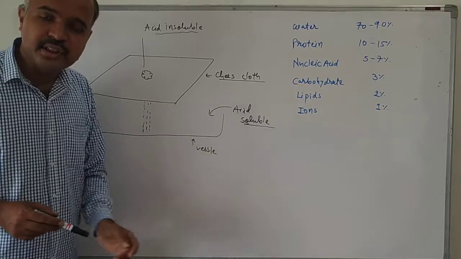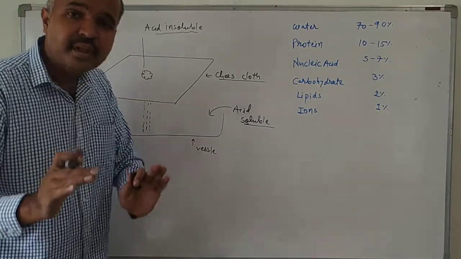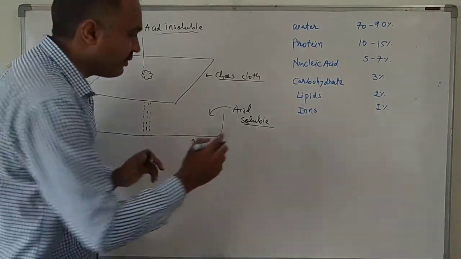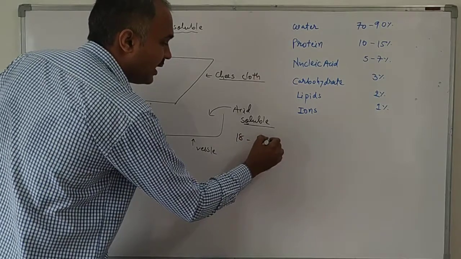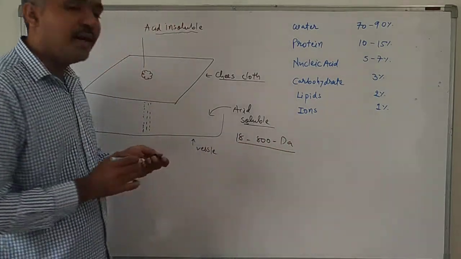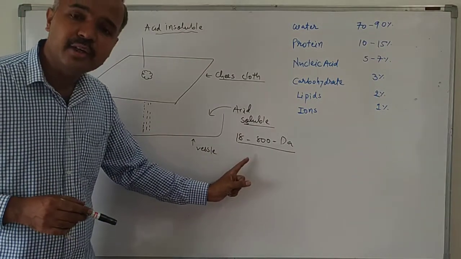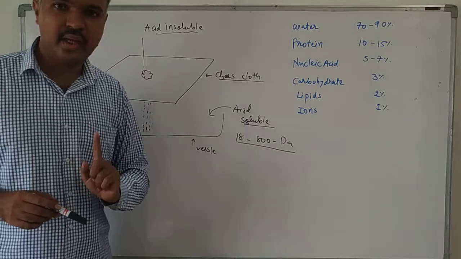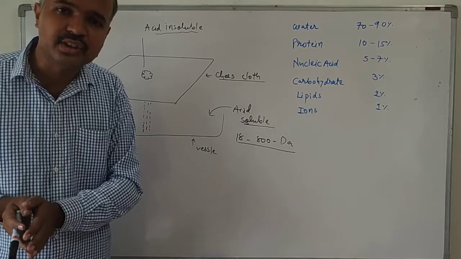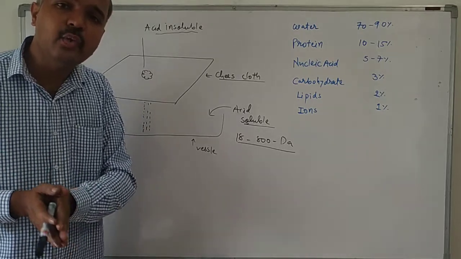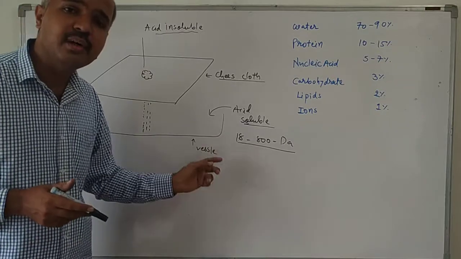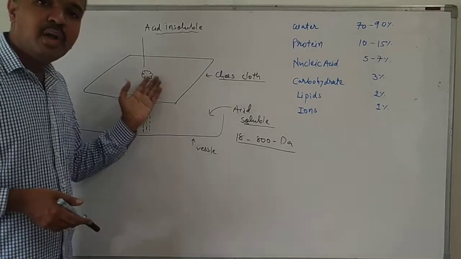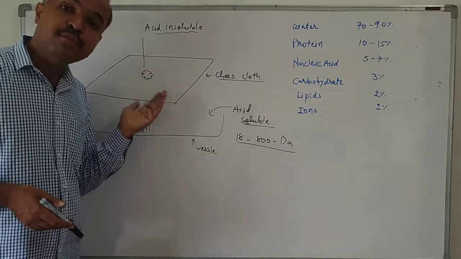So acid soluble substances have a range of molecular weight which is 18 to 800 Dalton. The range of molecular weight of acid soluble substances is 18 to 800 Dalton. Now, what is the molecular weight of substances which remain above the cheesecloth?